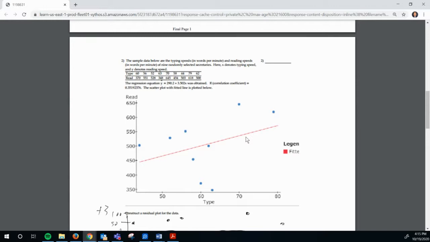So on this one, how would you all describe this one? Just kind of looking at this. This is a relation of reading speed with typing speed. It is definitely positive. Very good. What else? Do you think it's strong, weak, moderate? Yeah, it's pretty weak. Why do you think it's weak?